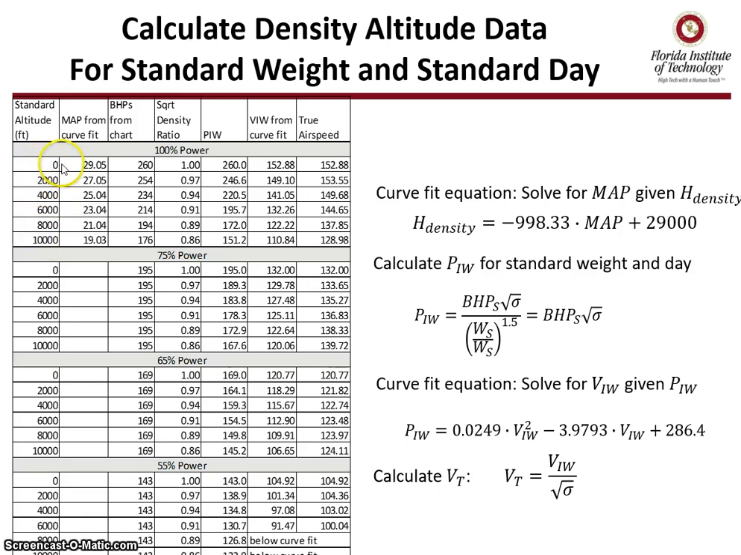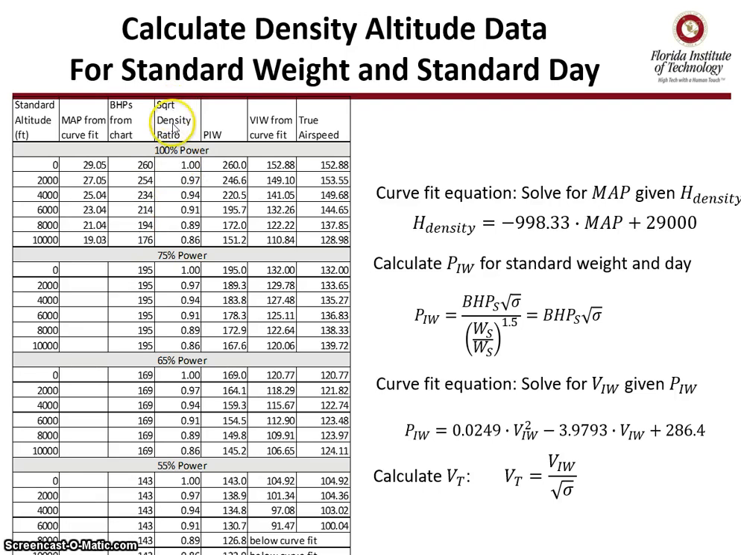Once I have the altitude, I'm going to use that curve fit I just showed you to generate what the maximum achievable manifold pressure was for that given altitude. So this is my curve fit from the previous graph, and I'll use that to calculate the maximum achievable manifold pressure for this altitude. Once I have that data, I'll go to my engine chart and calculate the standard day brake horsepower with that manifold pressure. And so here we have 260 and so on for this data is our brake horsepower for standard day.